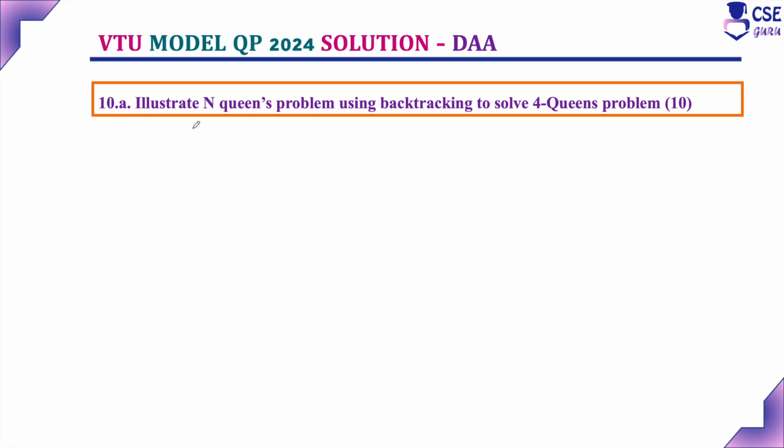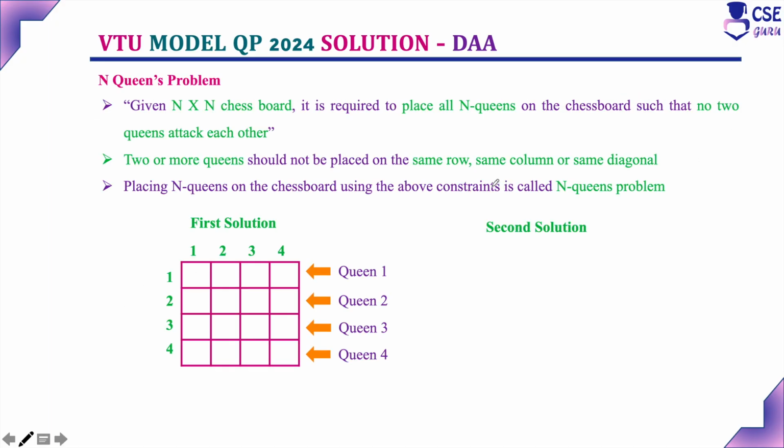Question number 10a. Illustrate the N queens problem using backtracking to solve the 4 queens problem. This is a 10-mark question. So what do you mean by the N queens problem? Given an n into n chessboard, it is required to place all n queens, here 4 queens, on the chessboard such that no 2 queens attack each other.